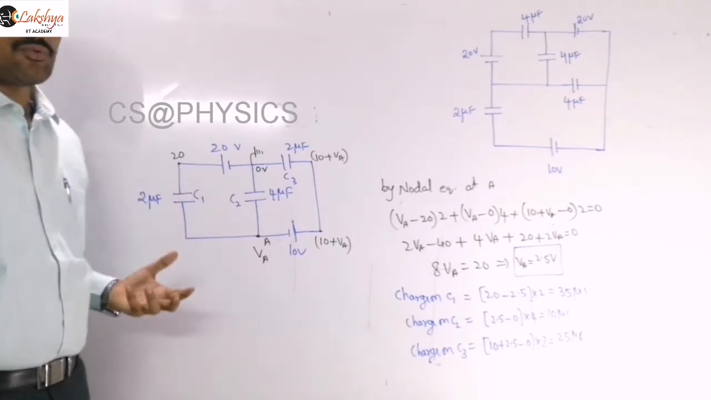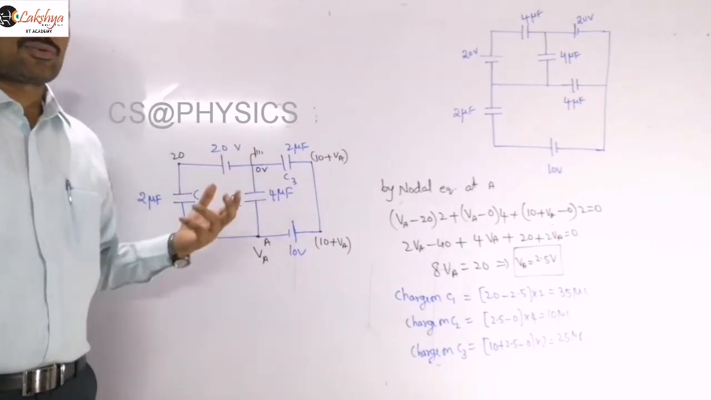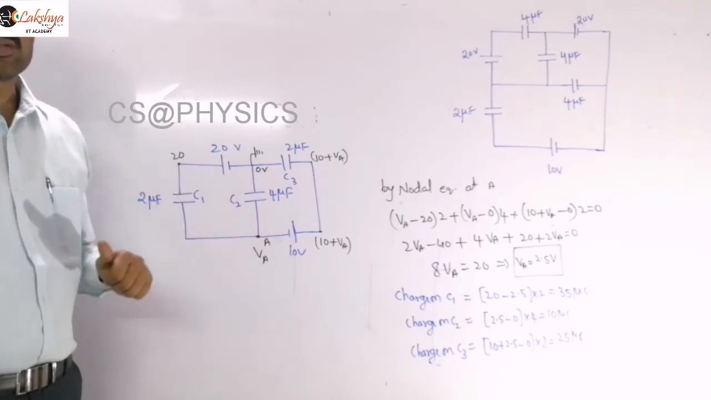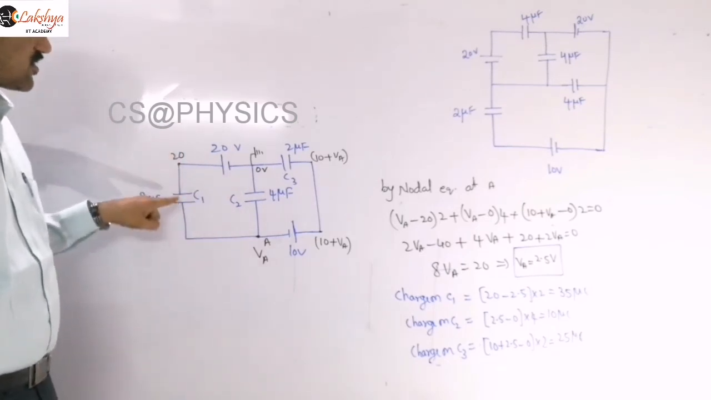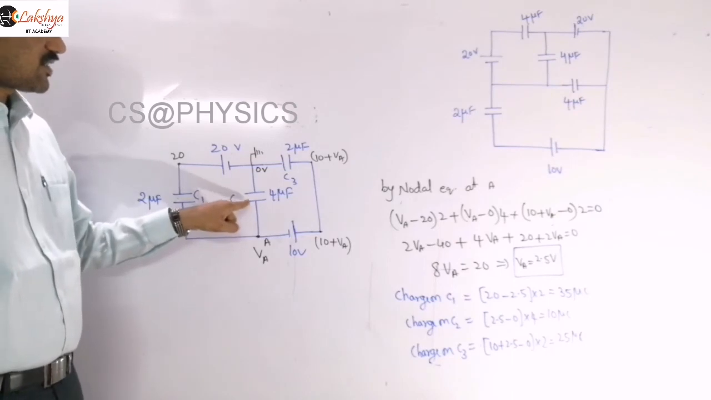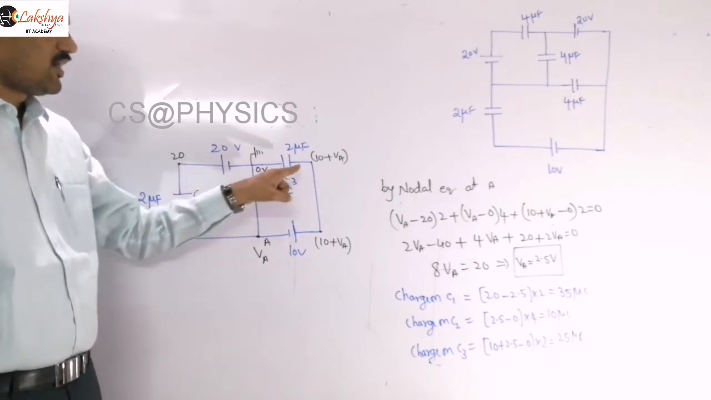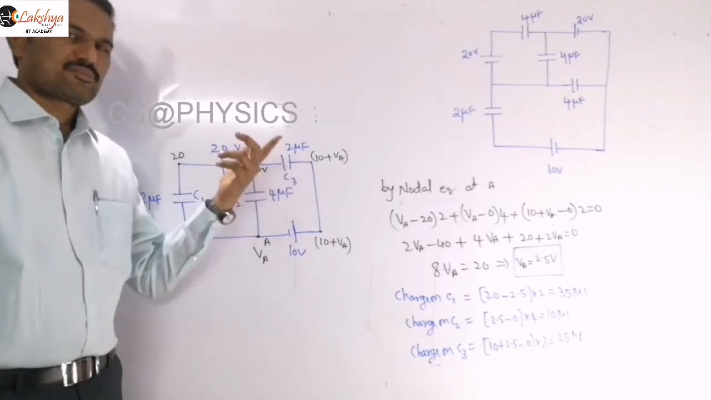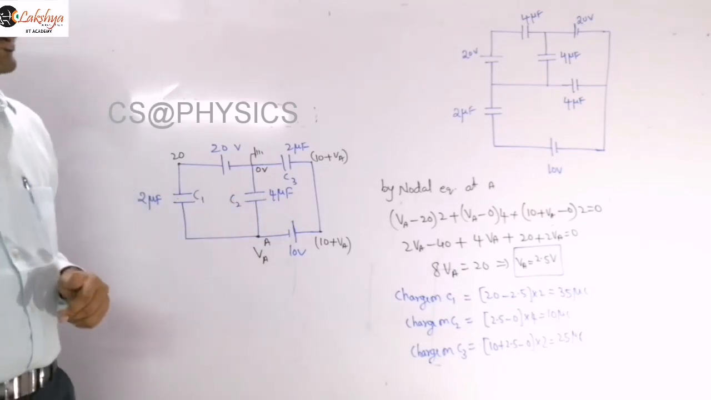And actually, if it is required, you can represent the polarities also. That means which plate is positive and which plate is negative, you can represent. This is higher potential, so this plate is positive, and here it is higher potential, so this plate is positive. And this is higher potential, so this plate is positive. Like that, you can identify the polarities also.